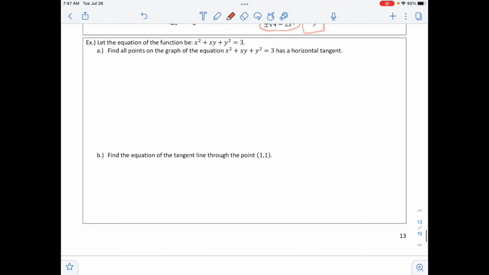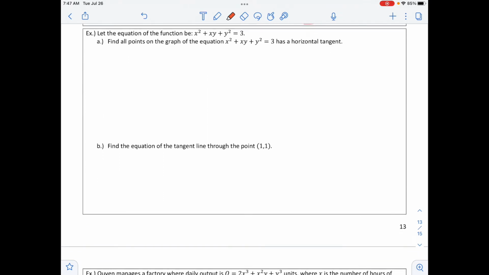So the next example that we have says, let the equation of the function be x squared plus xy plus y squared equals 3. Find all points on the graph of the equation x squared plus xy plus y squared equals 3 that has horizontal tangents. So again, remember that horizontal tangents meant that we have our derivative dy dx would be equal to 0. The slope would be 0 when we have horizontal tangents. So in order to do this, the first thing we need to do is take a derivative. If you notice, this time for this equation, I am unable to isolate y. So I do have to use that implicit differentiation.